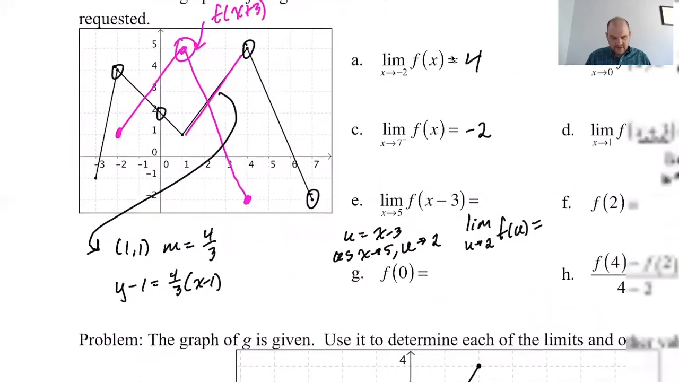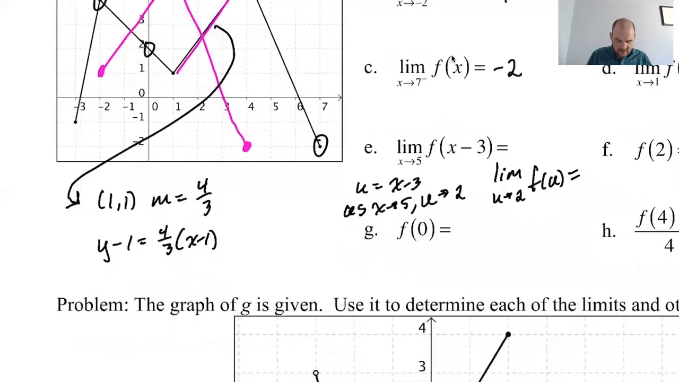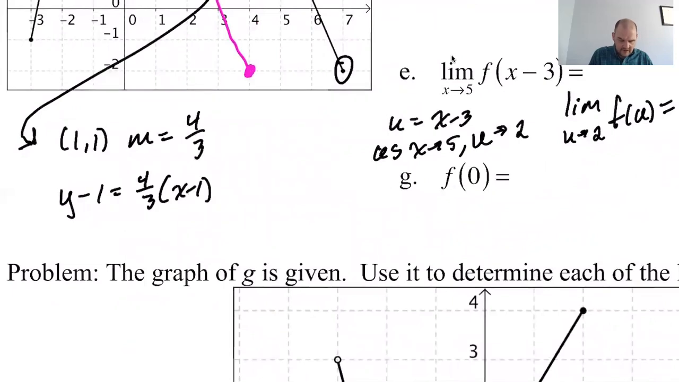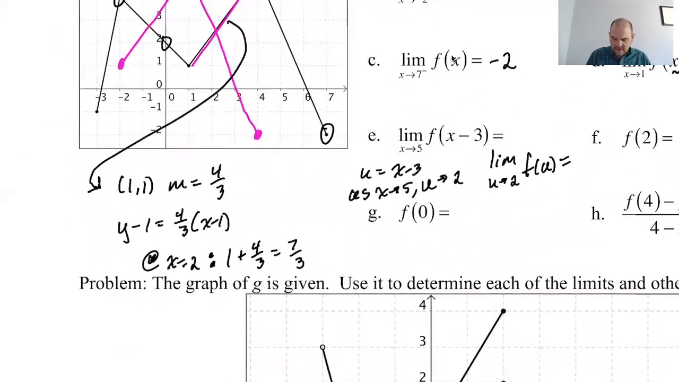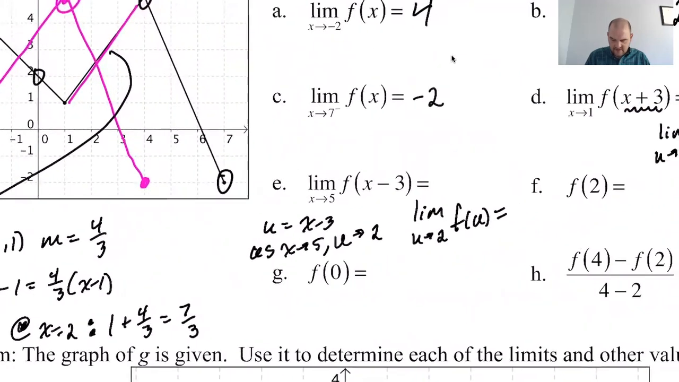And then what I'm going to do is I'm going to sub in 2 because I want to know what's happening at 2. That was like the whole idea. I was trying to figure out what's happening at 2. So if I sub in 2, at x equals 2, I'm going to get 1 plus 4/3. 2 minus 1 is 1, so I just get 1 plus 4/3, which is 7/3. So I believe the answer here is 7/3.